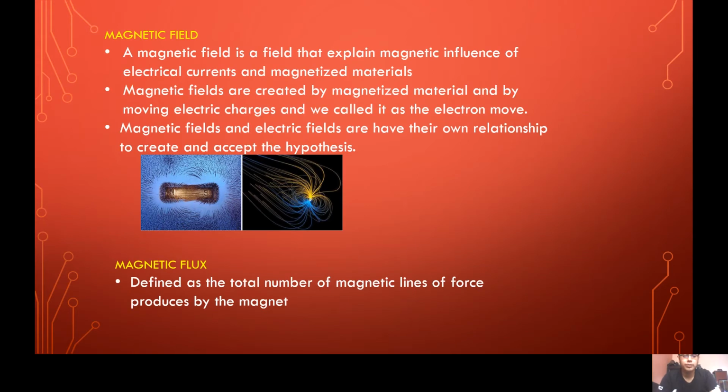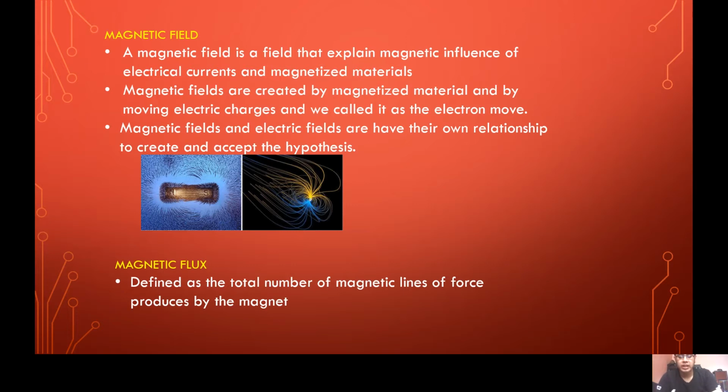Okay, next I want to talk about magnetic field and magnetic flux. All right, a magnetic field is a field that explains the magnetic influence of electrical currents and magnetized material. Magnetic fields are created by magnetized material and by moving electrical charges, which we call the electron move. Magnetic field and electrical field have their own relationship to create and accept the hypothesis. Okay, magnetic flux is defined as the total number of magnetic lines produced by the magnet.